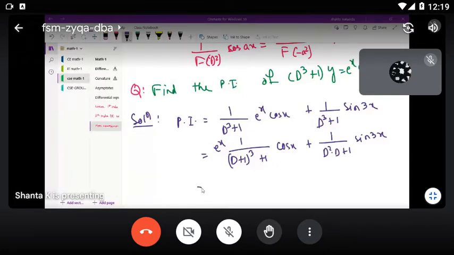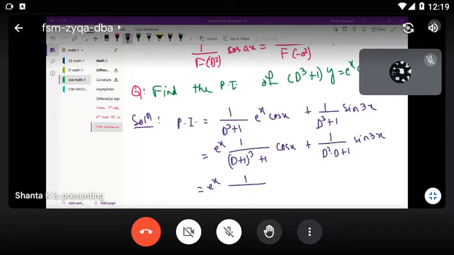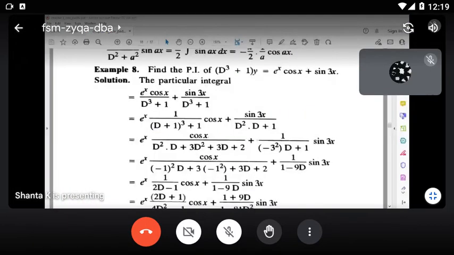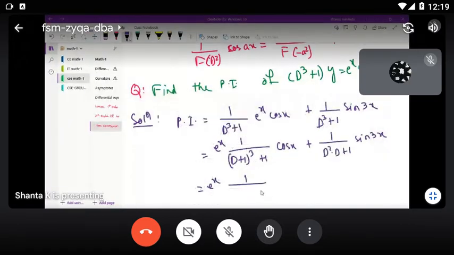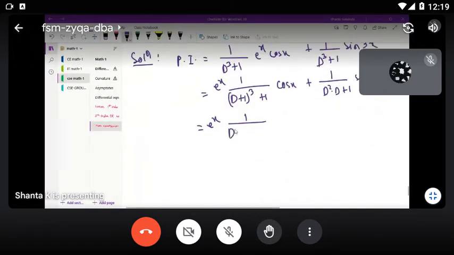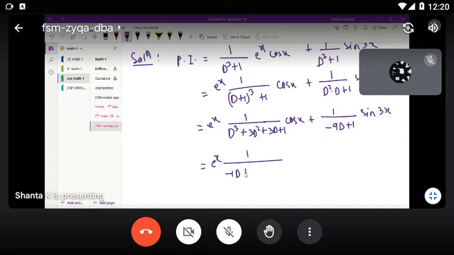So you open this bracket. Anyone done? (D plus 1) cube will be D cube plus 3D square plus 3D plus 1, cos x. See, here we will be using minus 3 square, that is minus 9D plus 1, sin 3x. Okay, so this is how you do it if you have even and odd powers of D cube. So here also D cube, we can write D square into D, and here we have minus 1, so we can make it minus 1 D.